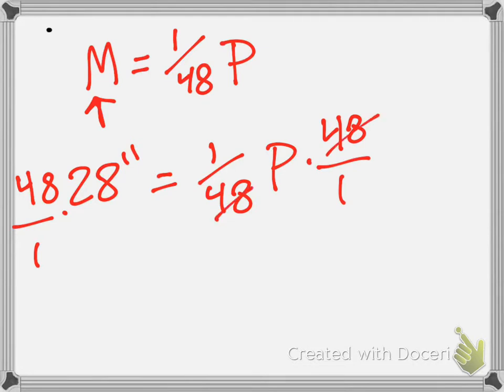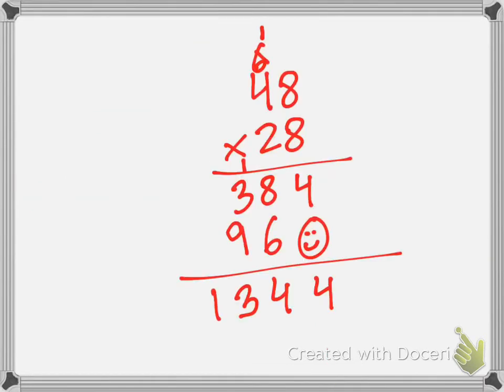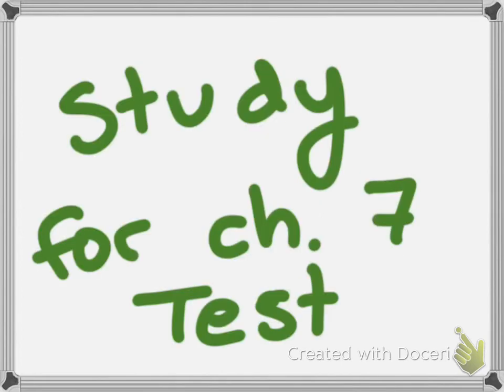1/48, we cross cancel those. We're left with P equals 48 times 28. Lucy, what is that? 1,744. I checked on my calculator, and it's actually 1,344. I'm going to check over here on the side because I want to test it. I checked here. It's 1,344.